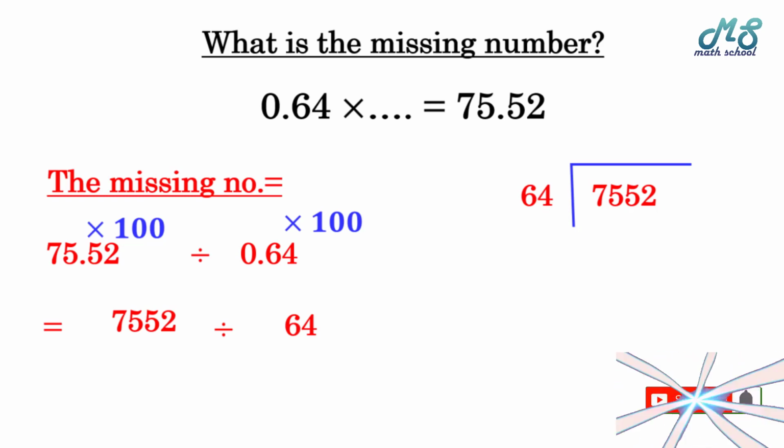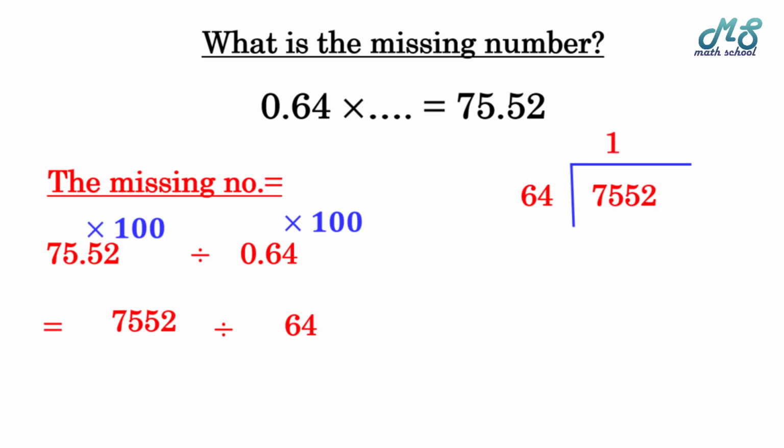You can try, take the first two digits. We studied before. 75 divided by 64 equals 1. 1 times 64 equals 64. Now subtract, it will be 11. Bring down the next digit, which is 5.